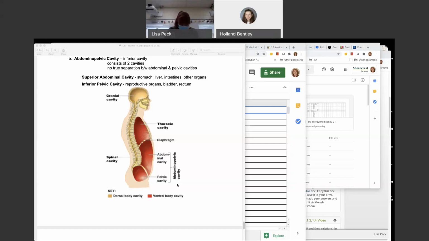Posterior. However, in four-legged animals, the dorsal surface is the superior, it's above. I'm not going to ask that question. You can cross that one off. Don't worry about 11. I will only ask that once we actually start to dissect the cats.